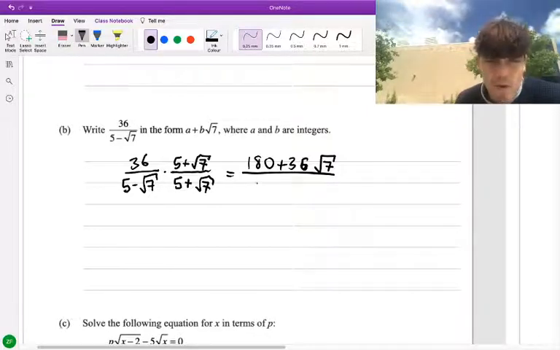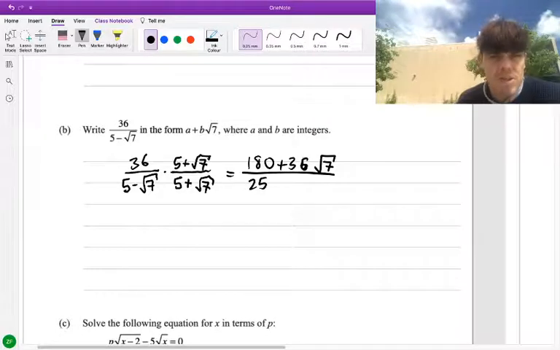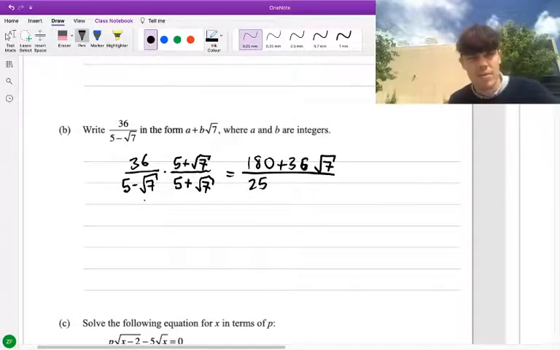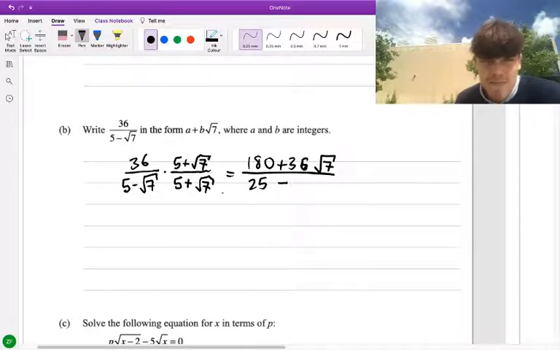On the base, we're going to have to go 5 times 5 is 25. Now what happens is, because we've used the conjugate of this, that negative 7 times 5 and the positive 5 times positive 7 are going to cancel each other out. So all we're left with is negative root 7 times positive root 7. That's going to make it a negative, and root 7 times root 7 is 7.